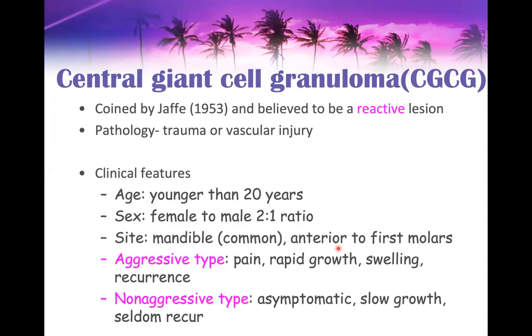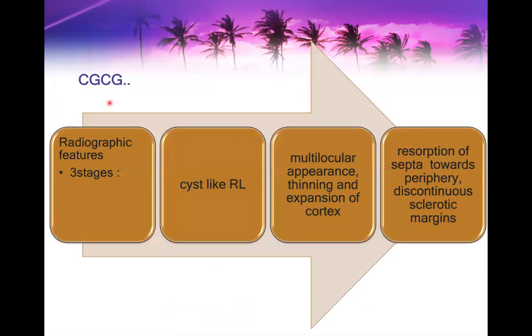Aggressive, as the name suggests, has rapid growth, swelling, recurrence. Non-aggressive: asymptomatic, slow growth, and seldom recurs. It has got 3 stages. There will be a cyst-like radiolucent stage, a multilocular appearance with residual septae, and finally the resorption of the septae giving rise to a sclerotic mass or the mature stage.